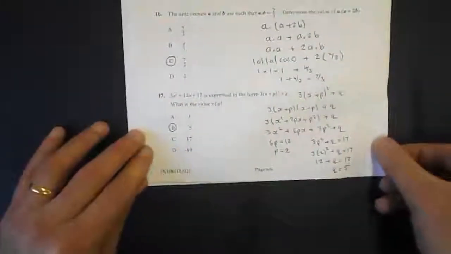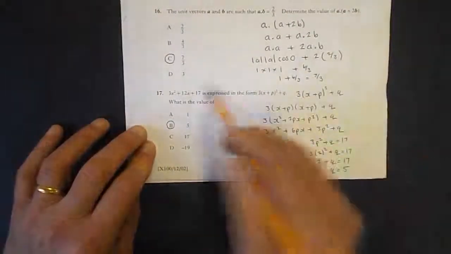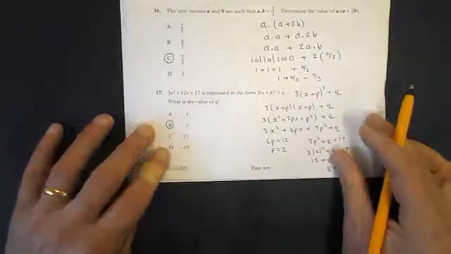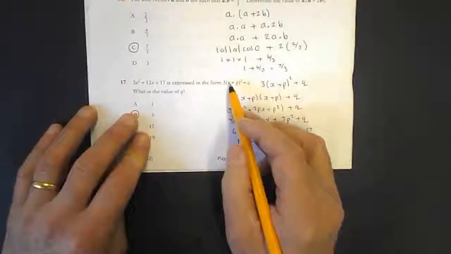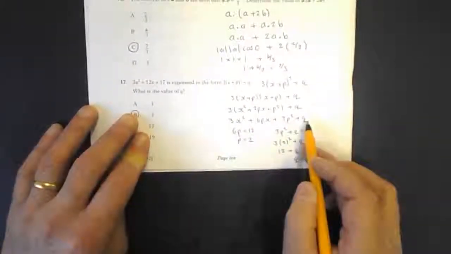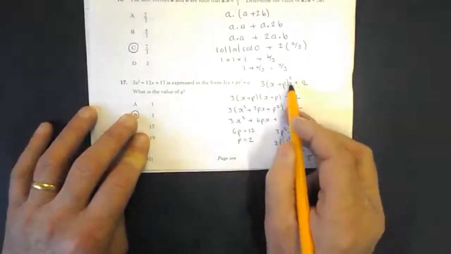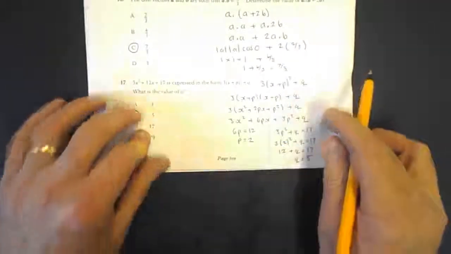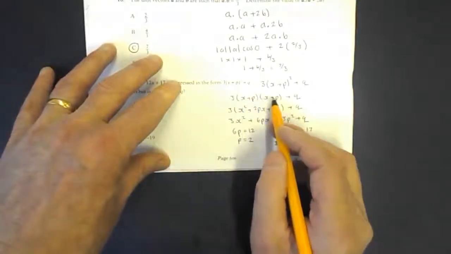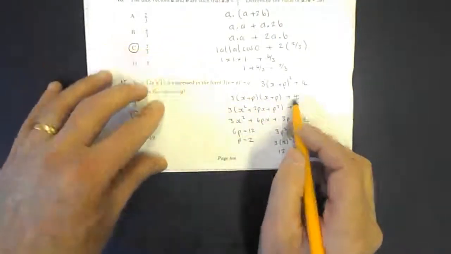Question 17, this sort of one here where you have to express this in this kind of form here, can be done in a very standard way, and that is just by multiplying this all out to get one big long expression that you see here. 3 times (x plus p) squared plus q is 3 times, now (x plus p) squared means (x plus p) times (x plus p), plus q.